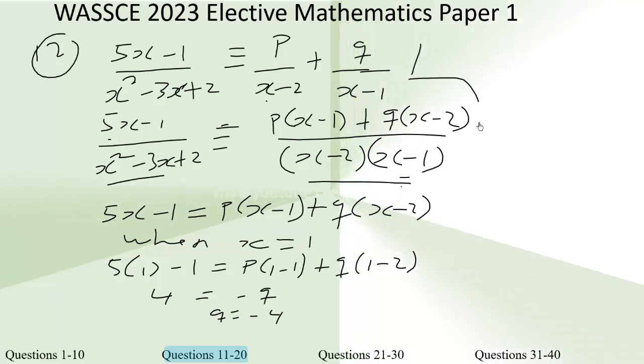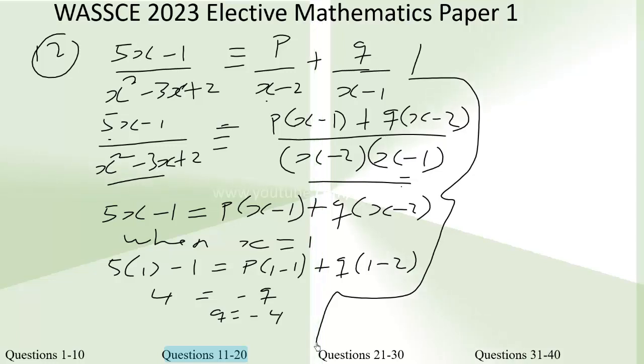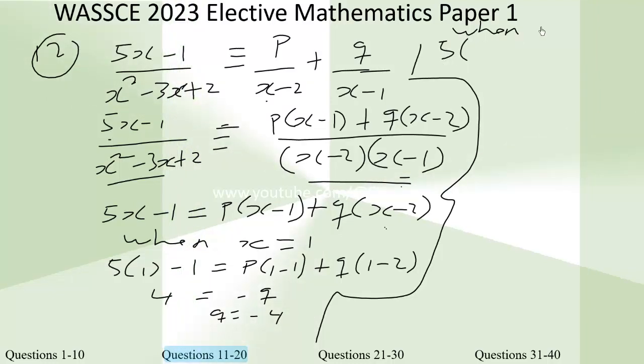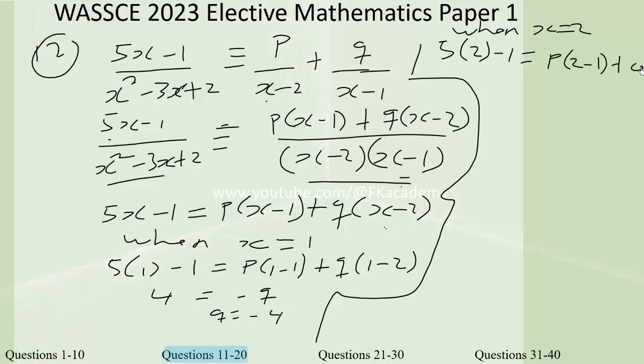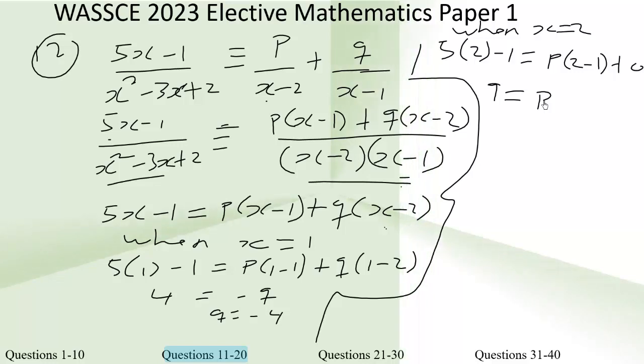Then we need to look for the value of p. To find the value of p, we put x equal 2, because x minus 2 equals 0 will give us x equal 2. So when x is equal to 2, we get 5 into bracket 2 minus 1 is equal to p into bracket 2 minus 1 plus q into bracket 2 minus 2, which will eventually give us 0. So we'll get 10 minus 1, which is 9, is equal to p. 2 minus 1 is 1 times p is p. So p is equal to 9 and q is equal to negative 4.